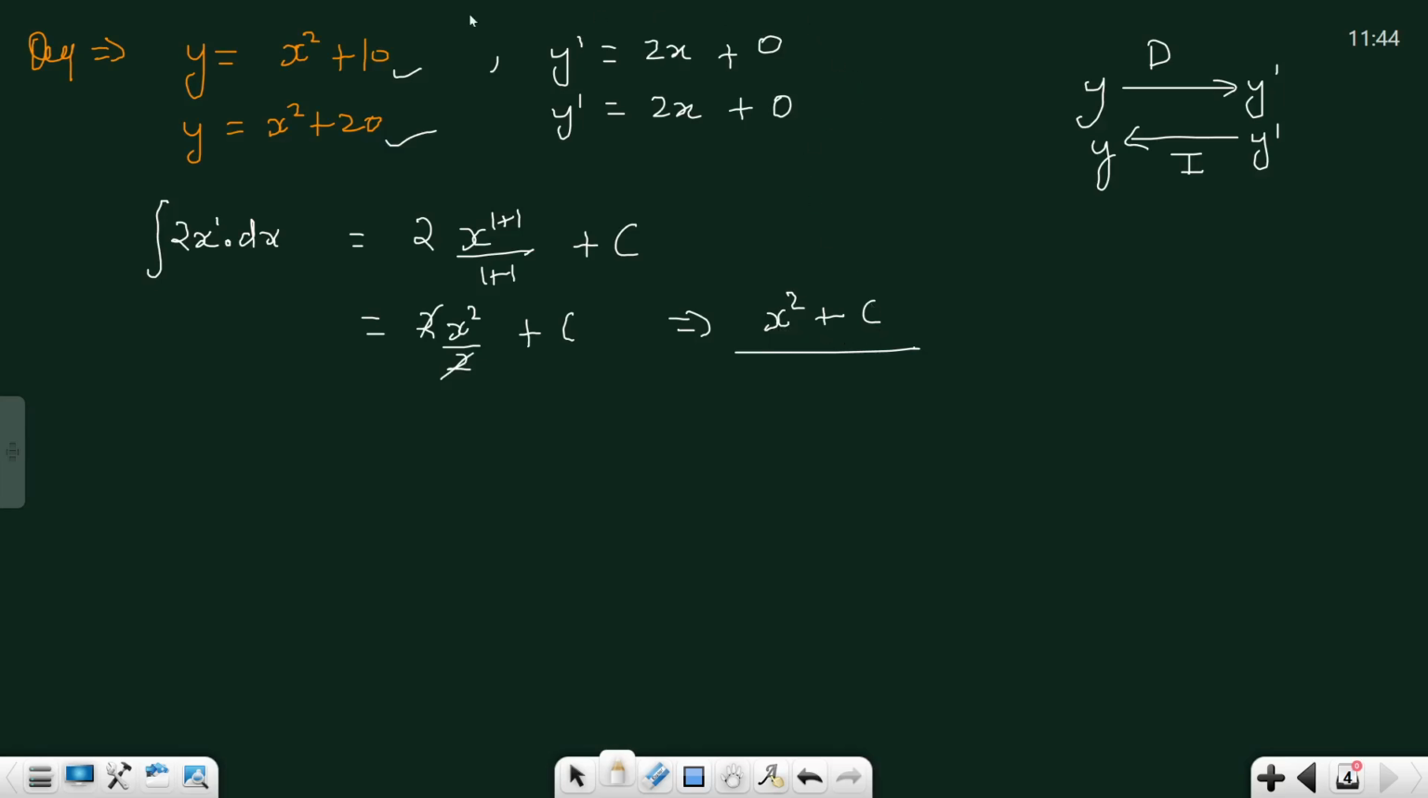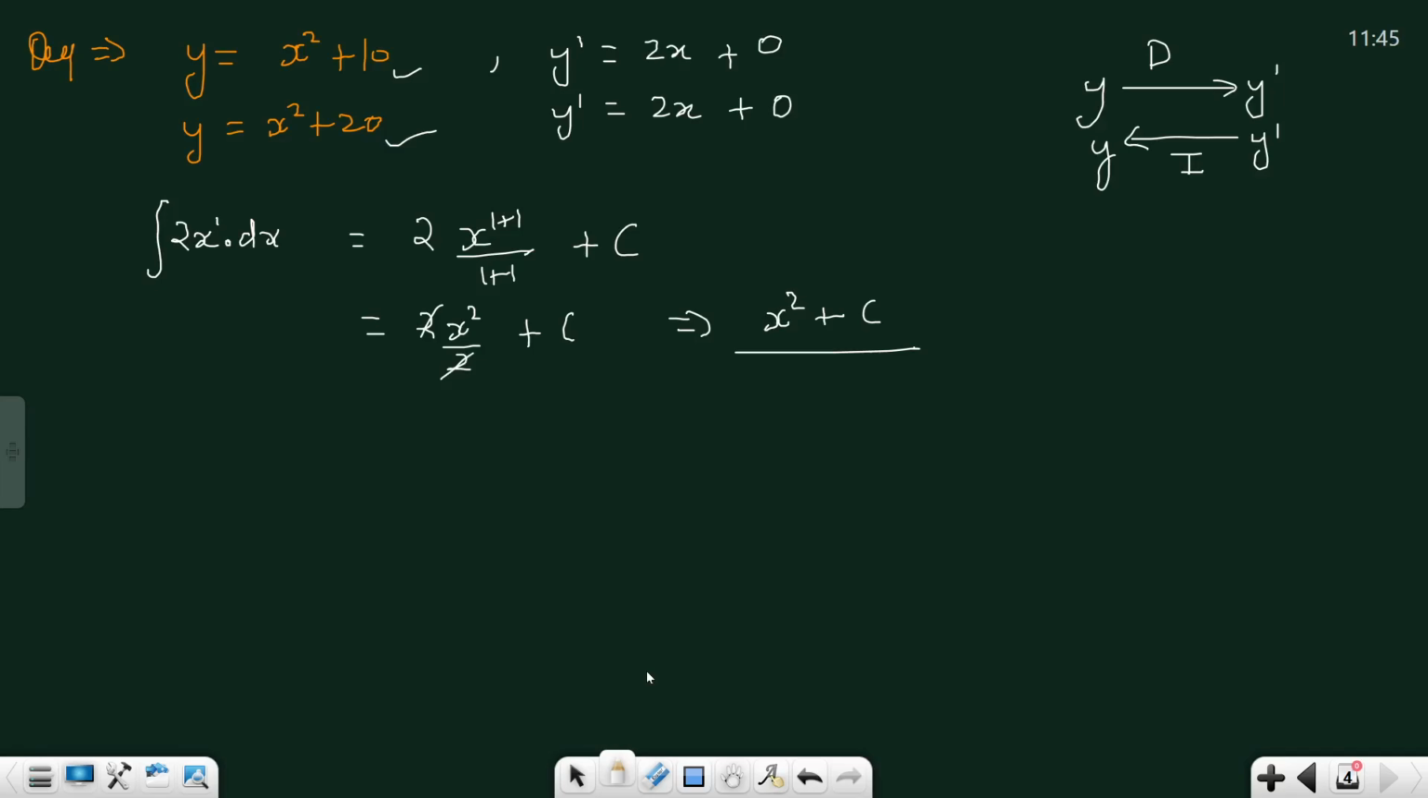The question will give you a hint whether this c is 10 or 20. If no hint is given, then you have to write only c. It's a simple method: constant c, because we don't know which constant was differentiated and its value became 0. Okay, clear? Now you understand why we write constant c. Does anyone have any doubt?